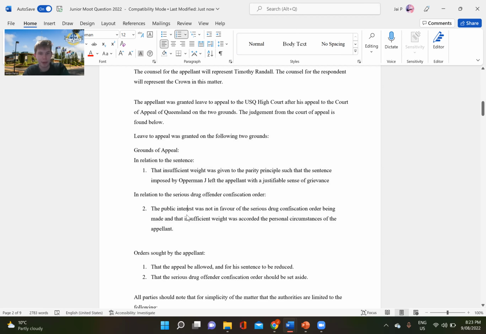And in regards to the second ground of appeal, if you're the appellant, you're arguing that the public interest was not in favour of the serious drug confiscation order being made, and that insufficient weight was accorded to the personal circumstances of the appellant. But if you're the respondent, you're arguing the public interest was in favour of making the order, and that sufficient weight was accorded. So you can see it's a bit of a flip.